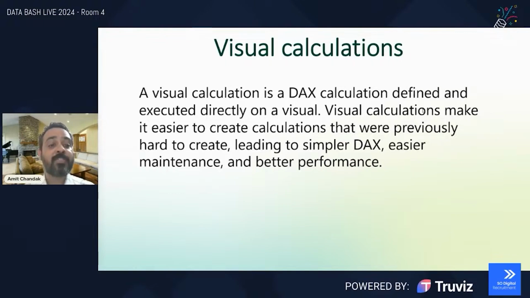Visual calculation makes it easier to create calculations that were previously hard to create, leading to simpler DAX, easier maintenance and better performance. Because the calculation will only happen at the visual level, on the data which is already available in the visual, it would be easier, simpler, and provide better performance. The reason for better performance is that I have the final data on which I am doing these calculations. I don't have to do these calculations on the complete data or the source data.